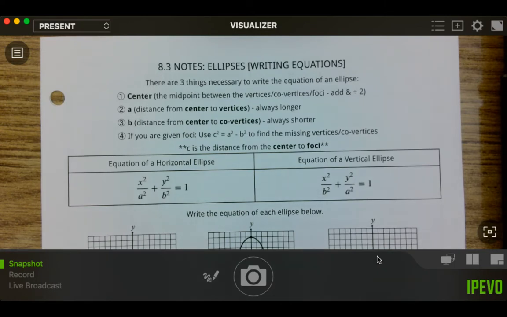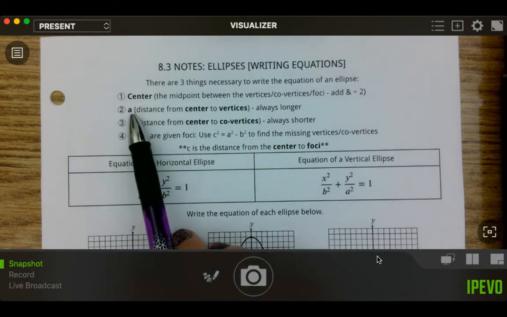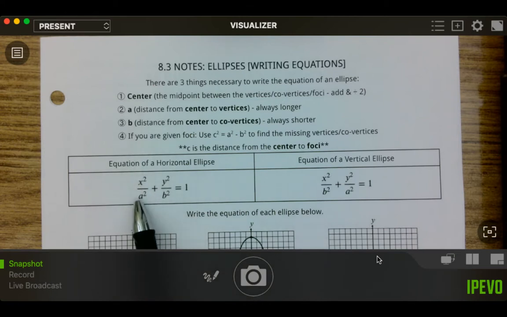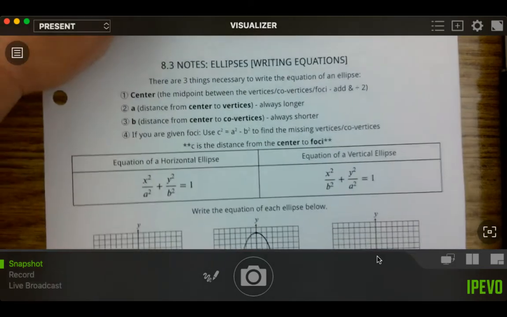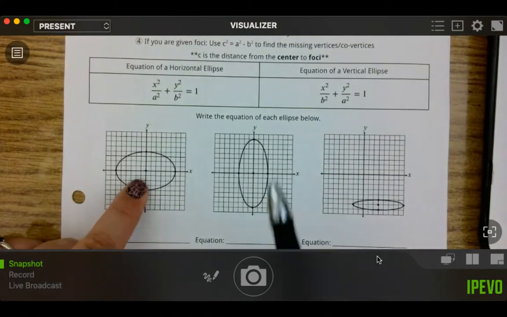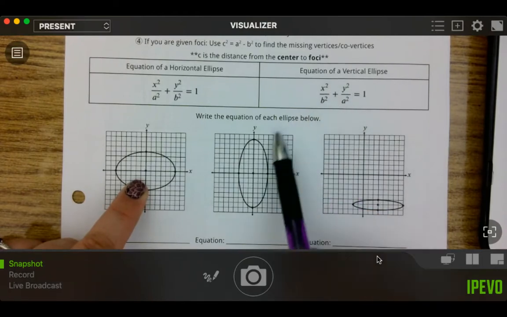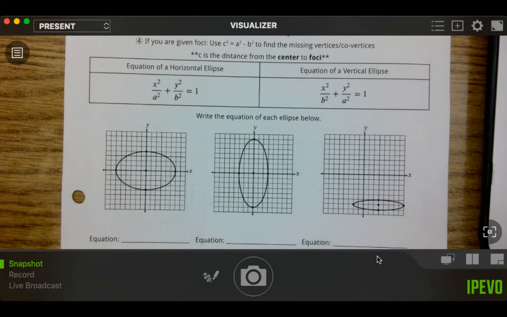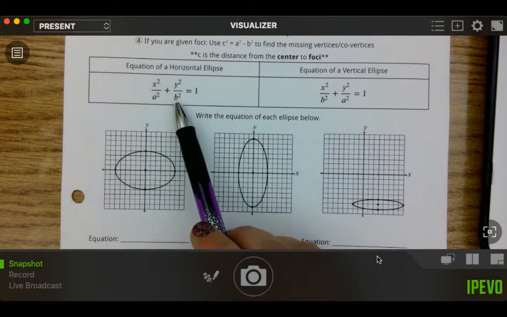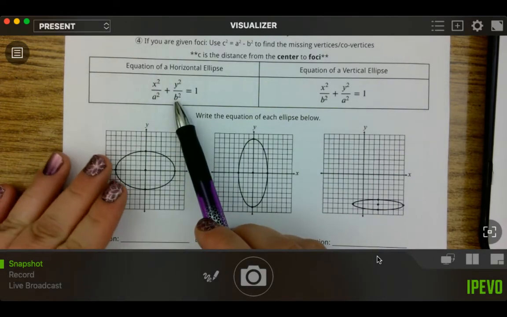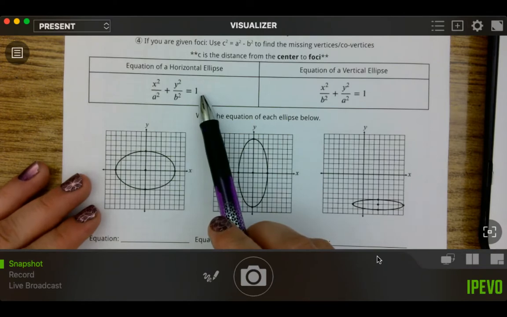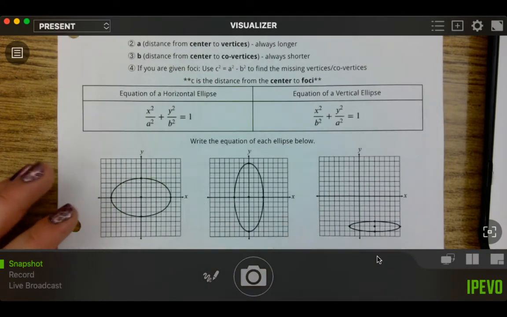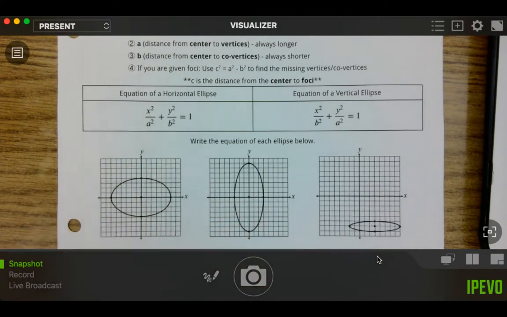Pretty much for the equation, you just take a and put it underneath either x squared or y squared. You put a squared underneath them. This is if x has the longer one, like this. This is if y has the longer one, like this. So whichever one actually has the longer side gets it. And then you put b squared under the other one, and it always equals 1. And that's why you're pretty much just trying to decide what these two numbers are.